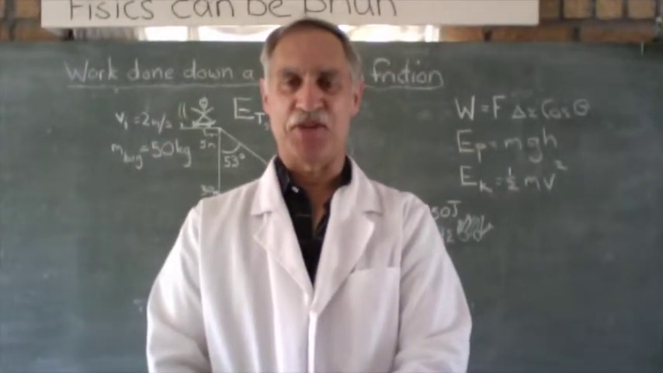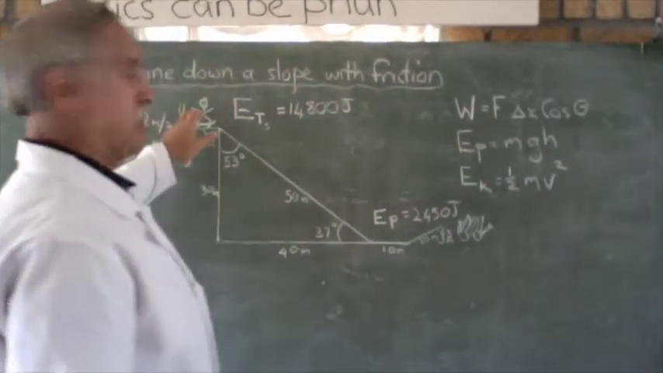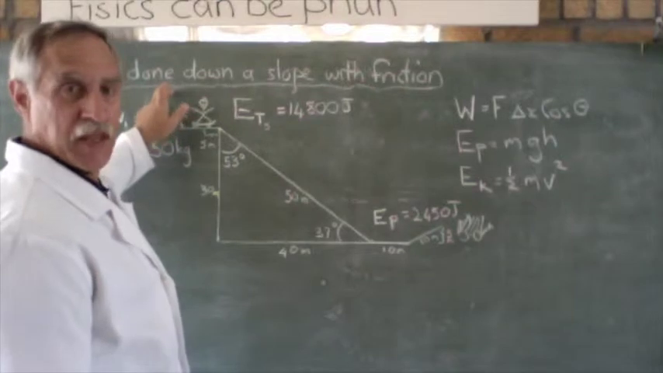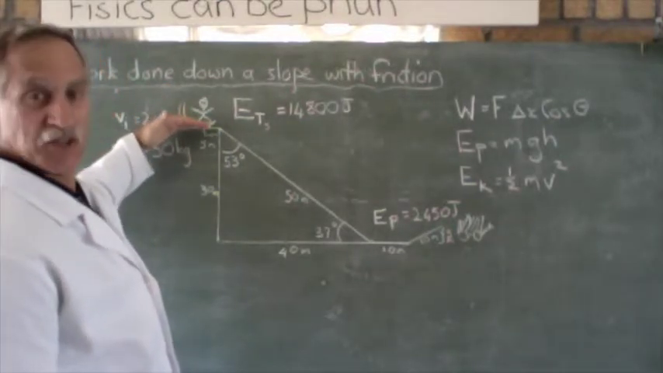This is the second part of this question. Let's explain what we have here. We have a boy, 50 kilogram boy. He's traveling at 2 meters per second. He's on a little flat slope on a skateboard.